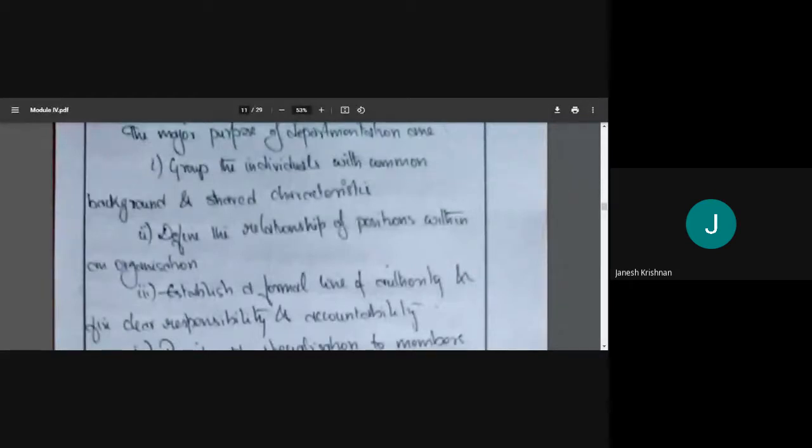Then define the relationship of positions within an organization. That is, who will answer to whom, right? I'll answer to this person. Okay, I'll answer to person B. Okay, person B will answer to person C. Okay, we will set up a relationship. Then establish a formal line of authority and fix clear responsibility and accountability.